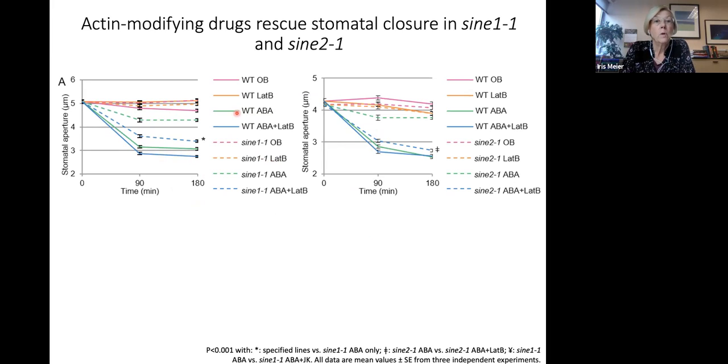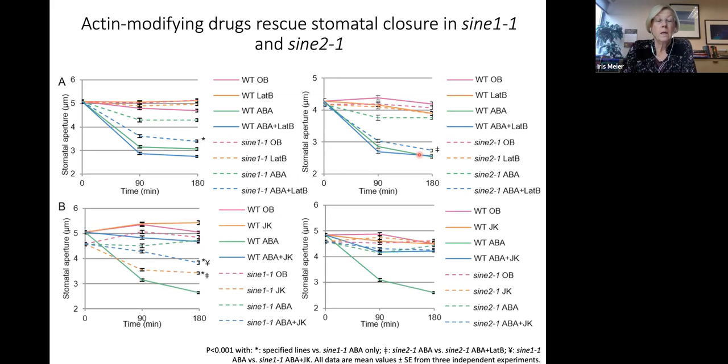Now what we know is that the SINE1 mutant with ABA, that's our green dotted line here, has problems closing, but then adding the latrunculin B significantly improves this closure. So just like calcium can rescue this mutant phenotype, the latrunculin B can also at least partially rescue the mutant phenotype, indicating that our mutants are somewhere in the actin pathway. And the same is also true for SINE2.